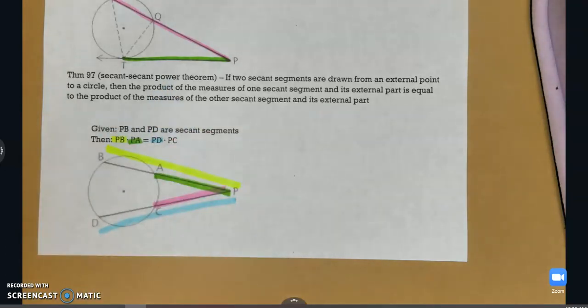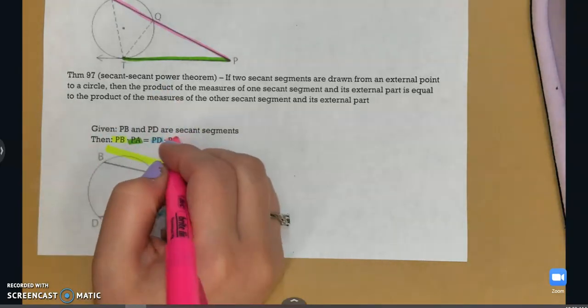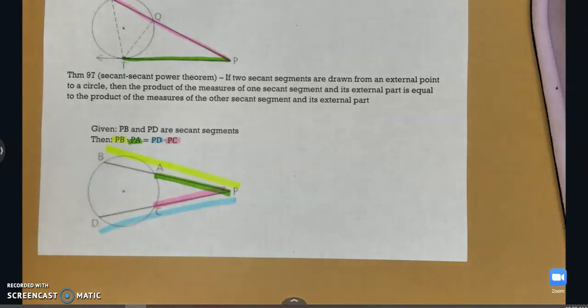And we're going to see all of these in action in just a moment, so don't you worry. But those are our three. We've got chord-chord, tangent-secant, and secant-secant. So let's jump into some examples. I'm going to keep this page handy to refer to.